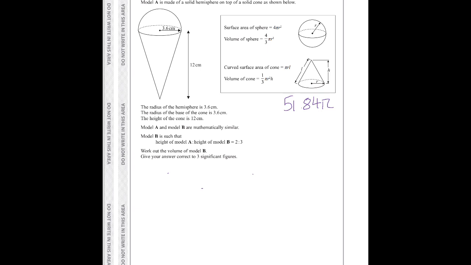So now we need to do the same for the hemisphere on the top. So a sphere is this. We know the radius is 3.6. So we've got 4/3 pi times 3.6 cubed, not squared, but cubed for the sphere. And then we're going to have to halve that answer, right? Because it's only half a sphere, not a total one.